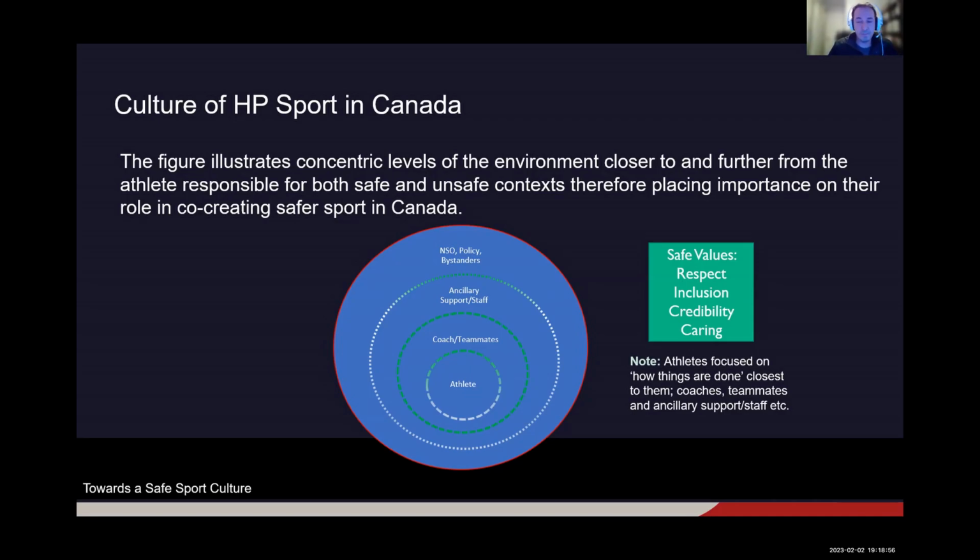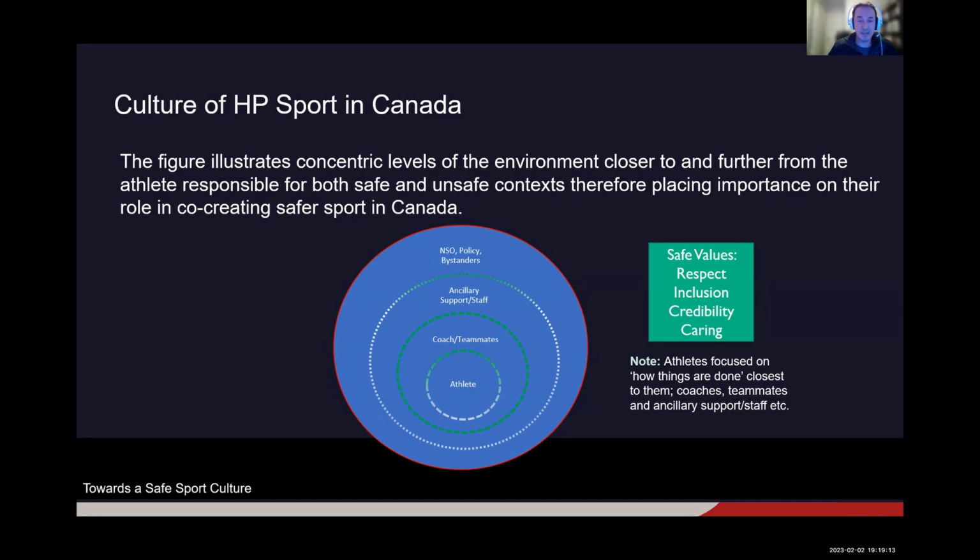And I've started this with the very basic understanding, or argument rather, that we should begin with the athlete perspective. They're the central stakeholder in sport, prime benefactor, prime producer of sport. If we ignore their voice, we're going to get the message wrong.